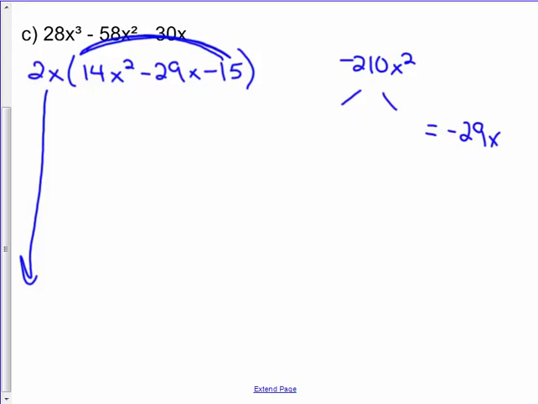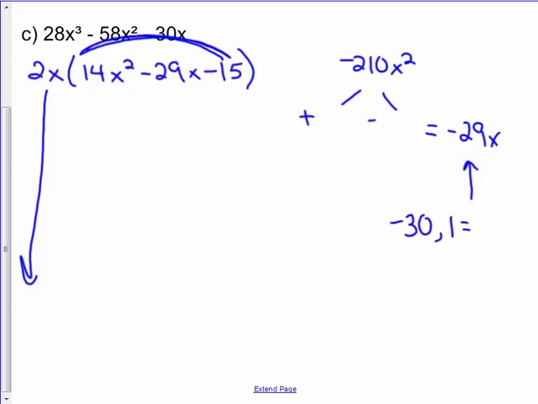I could try to figure out what numbers multiply to negative 210, but there are so many of them. I'm going to look at a different way. I'm going to try to figure out what numbers add to negative 29. So what numbers add to negative 29? Well, let's start as small as we can here. I'm going to start with negative 30 and a positive 1, because negative 30 plus 1 is negative 29. So that would work for this first part.